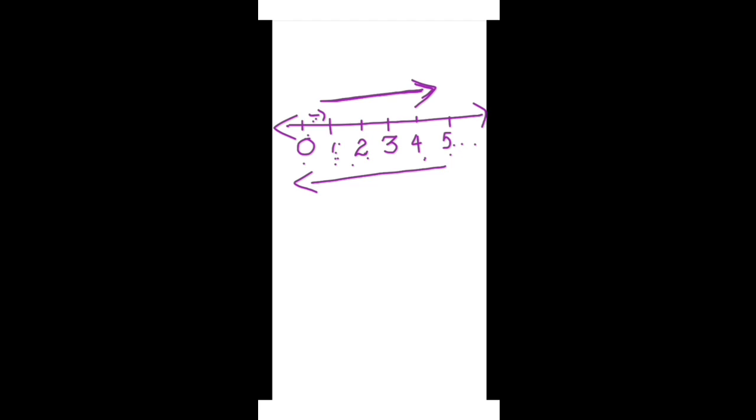See, 4. 4 is on the left side of 5 and it is smaller than 5. Similarly, 3 is smaller than 4 and 5. 2 is also smaller than all. 0 is also smaller than all. So as you move in the right direction, your numbers will increase, they will become greater and greater. And as you move in the left direction on the number line, your numbers will decrease, meaning they will become smaller and smaller.